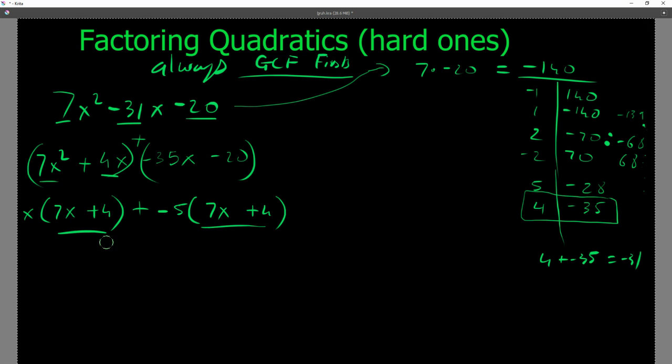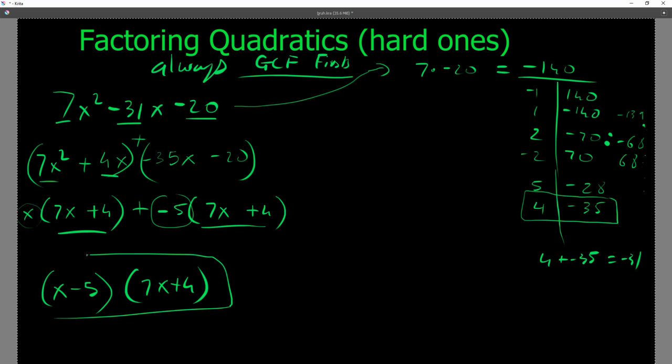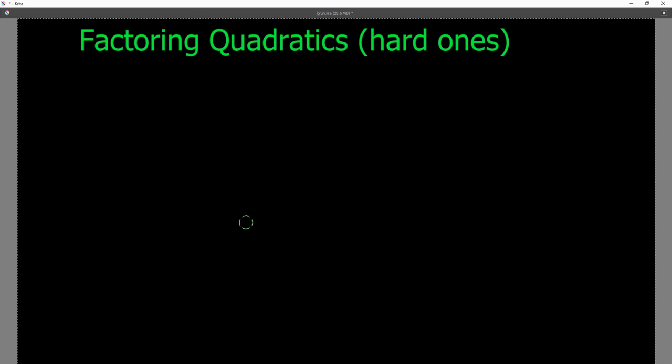So the ones that look the same, that's your factor, 7x plus 4. And the things that you took outside are your other factors. So x minus 5 is your other factor. Okay, so that is how you factor a little bit of a harder quadratic. All right, let's do another. I'll do 2 more and then we'll be done.